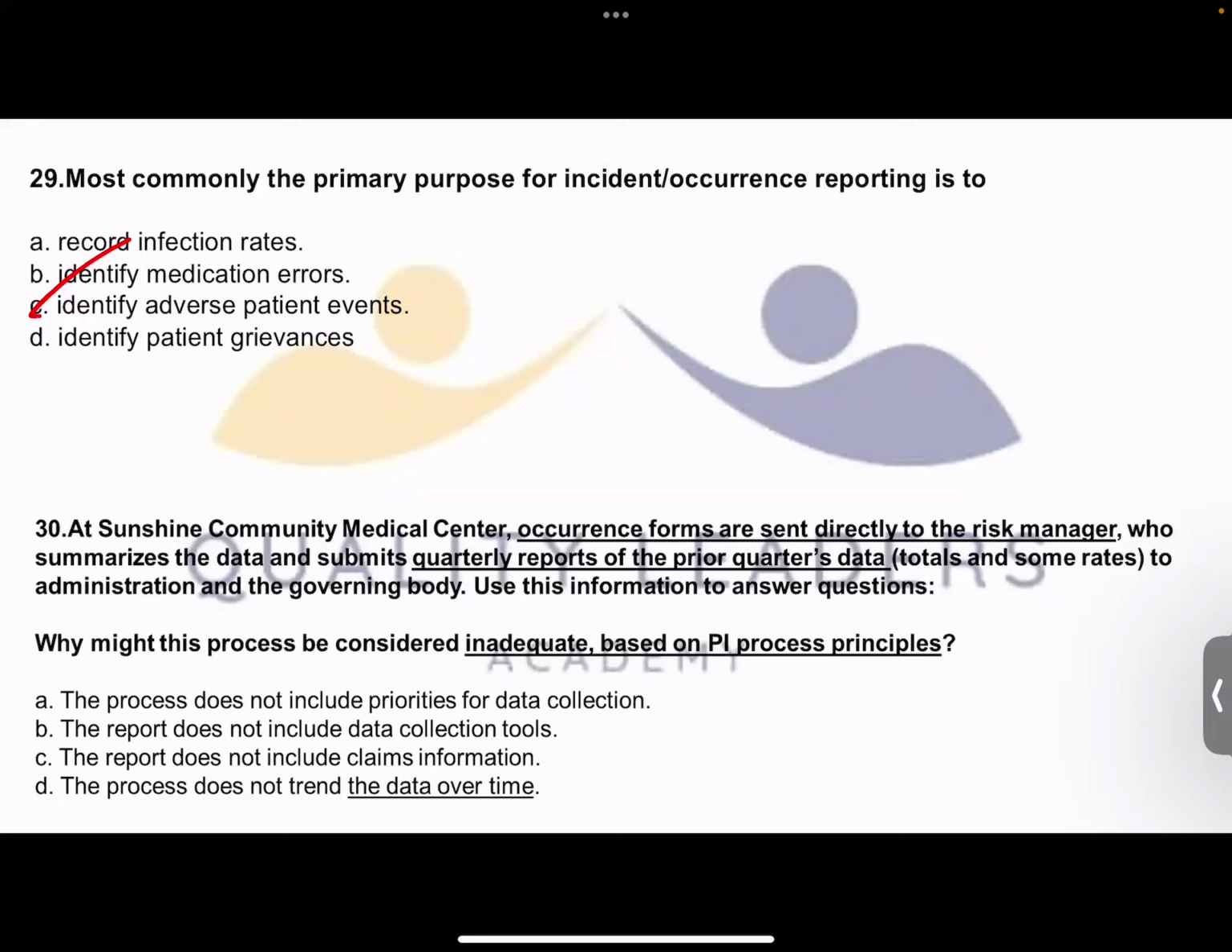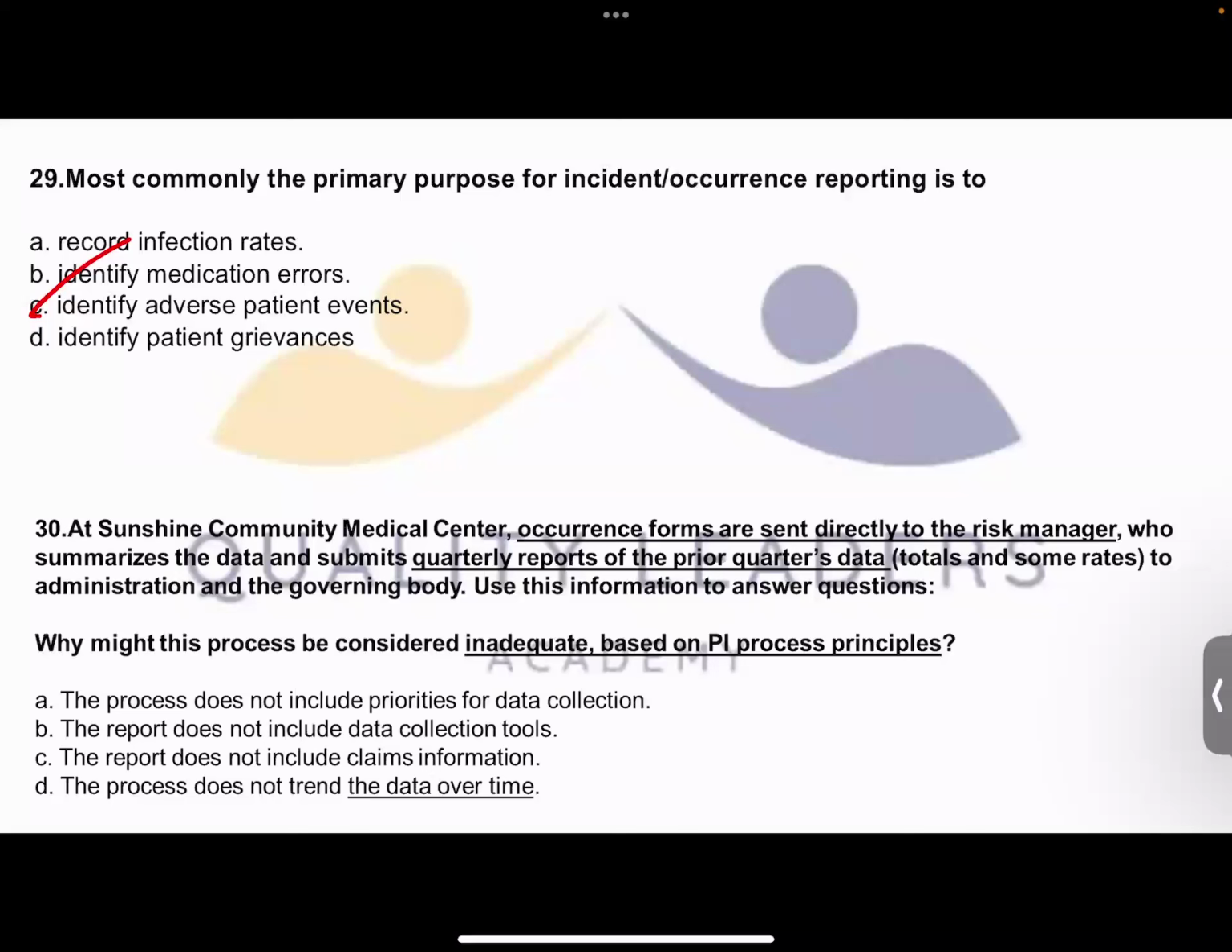A, the process does not include priorities for data collection. B, the report does not include data collection tools. C, the report does not include claims information. D, the process does not trend the data over time. What's the correct answer? It's letter D. The process does not trend the data over time.